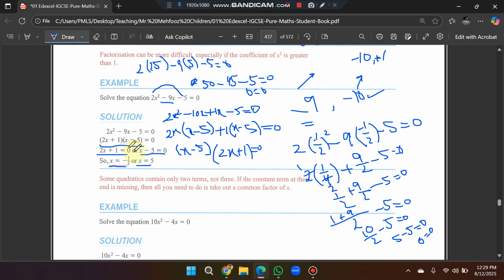Now in the next line you can see that some quadratics contains only two terms, not three. So in previous we have solved a quadratic equation in which three terms are involved, involving term x square, and x terms has a coefficient and also the constant term. But now we do the examples in which quadratic equation has only two terms. If the constant term at the end is missing, then all you need to do is take out a common factor of x. So that's very simple.